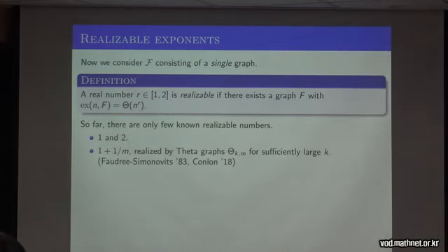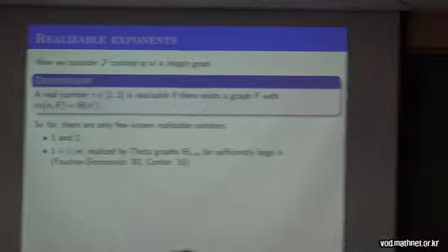The upper bound of the extremal number of the theta graph was established by Faudree and Simonovits two decades ago, but they couldn't prove the lower bound at that time. Using the Bukh random algebraic construction, Conlon recently proved that the lower bound of the extremal number of the theta graph is of order n to the 1 plus 1 over m when k is sufficiently large. Here, I have not defined the theta graph yet, but the theta graph is a generalization of even cycles.